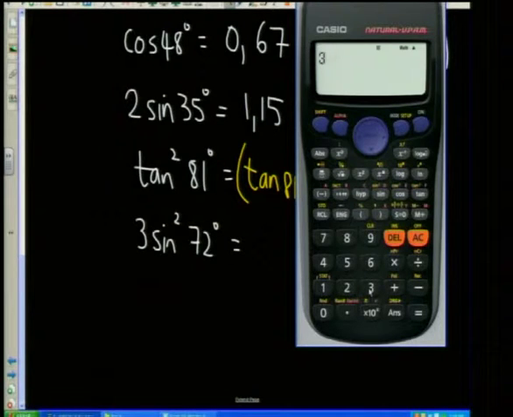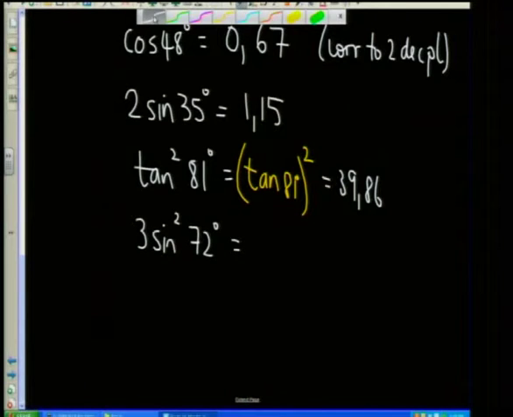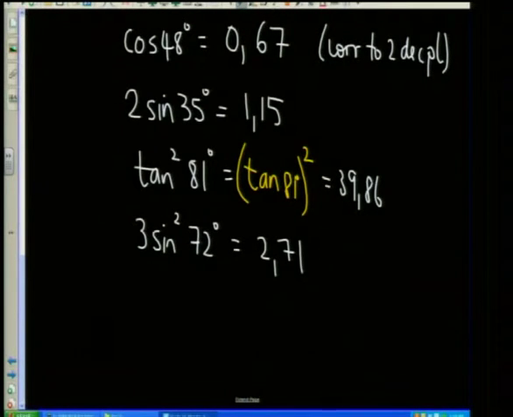3 times sine of 72, and then we want to square it. What does it give us? 2,71. Okay, so the only problem with the calculator is that you're seeing the calculator do this.